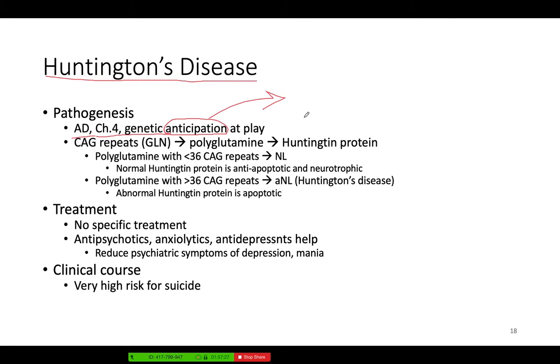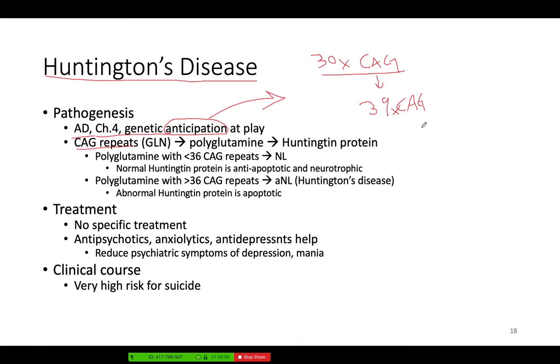Anticipation is a genetic mutation that gets worse through generations. In the example of Huntington's disease, what we have is the CAG repeat in the genetic code. As the repeats accumulate, in the first generation we may have, say, 30 CAG repeats. However, in the next generation, the kid is going to have 39 CAG repeats.